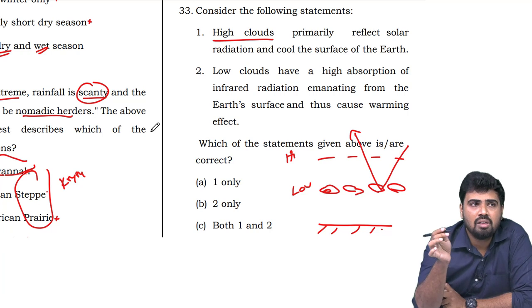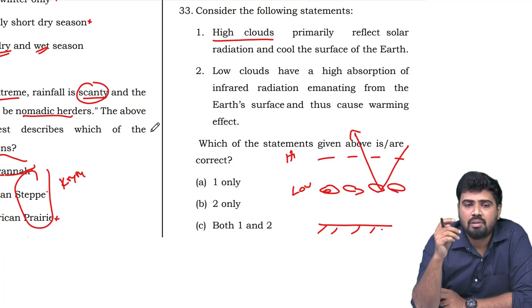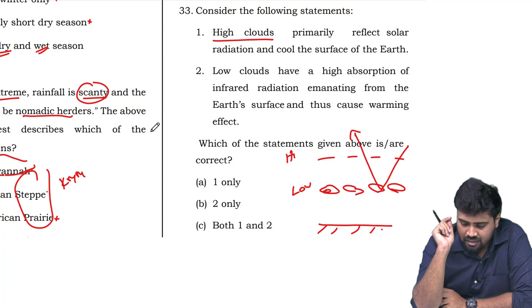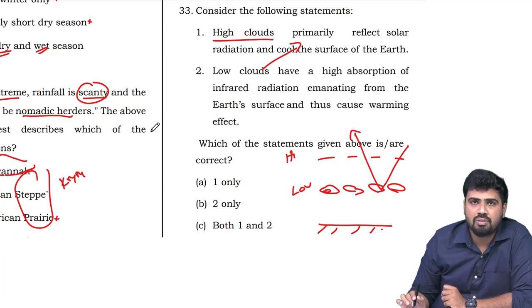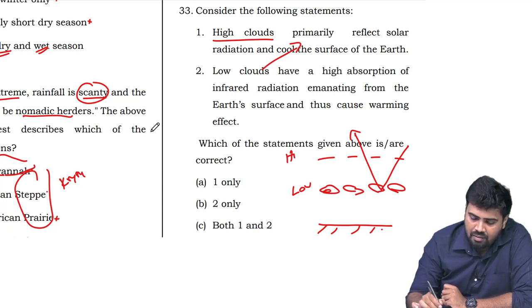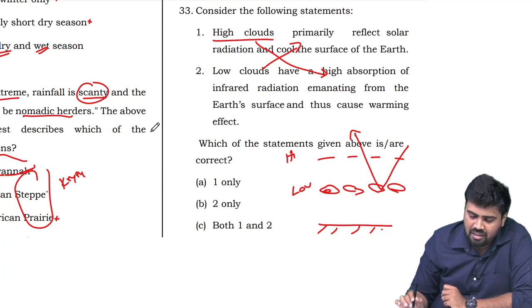That is why the equatorial region, even though it experiences high insolation, has less salinity compared to the northern part of the equator, because the equatorial region has thick cloud cover with a high albedo effect that can reduce the insolation to a certain extent. So thick low clouds reflect solar radiation and cool the earth surface. But high clouds are very thin and have high absorption capacity for infrared radiation emanating from the surface, and thus cause a warming effect.